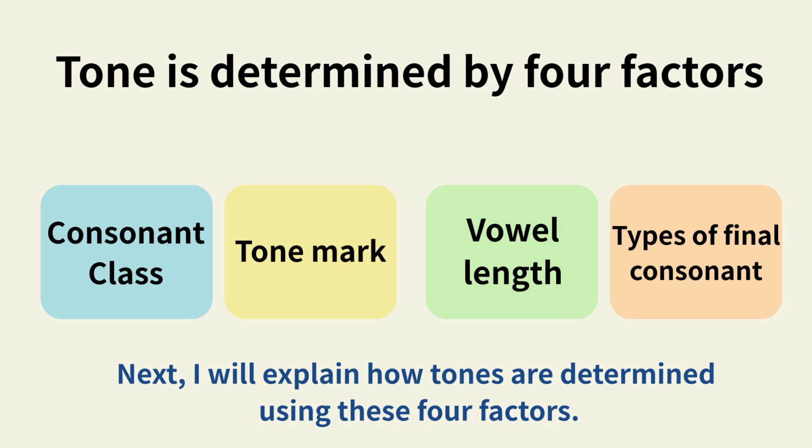Thai tones are determined by 4 elements. These are the consonant class, the tone mark, the vowel length, and the type of final consonant. In the following sections, we will go through these 4 elements and explain how each one affects the tone.